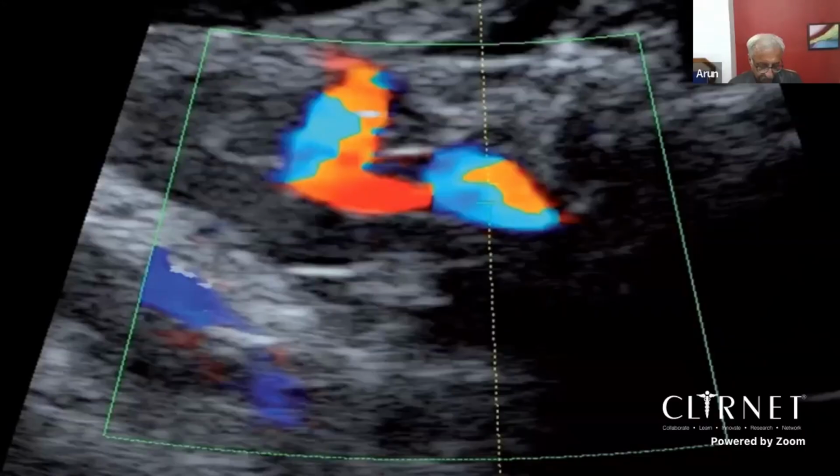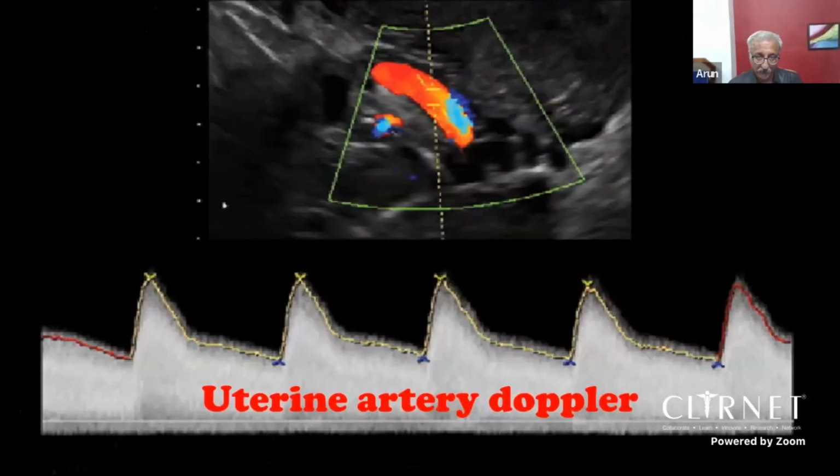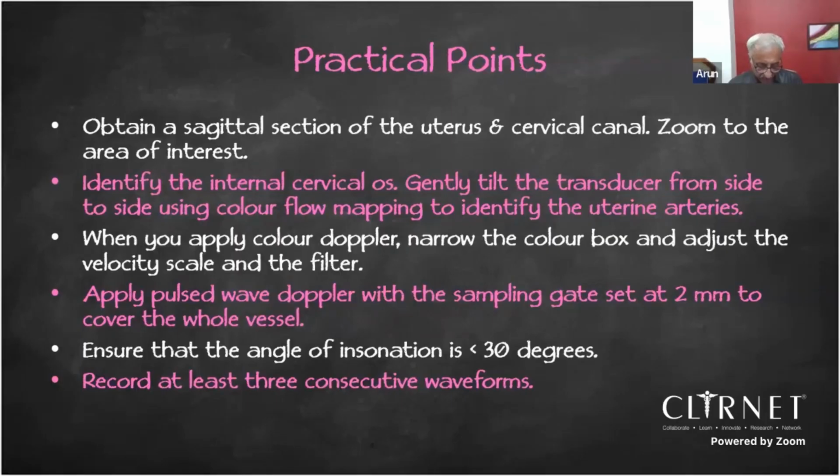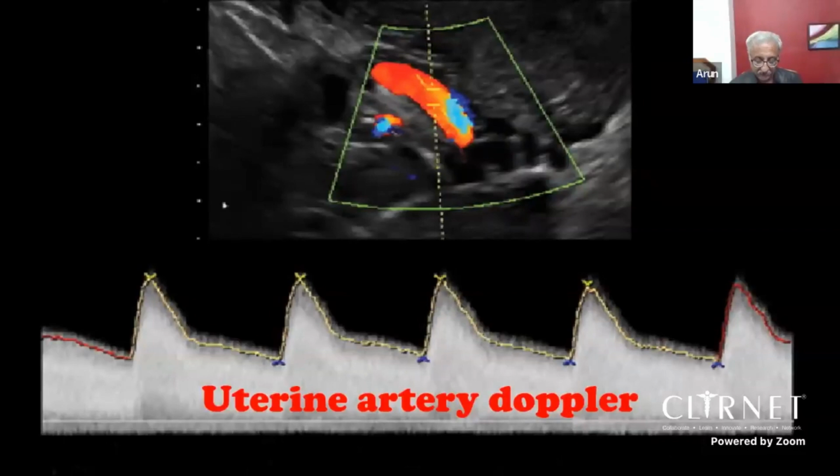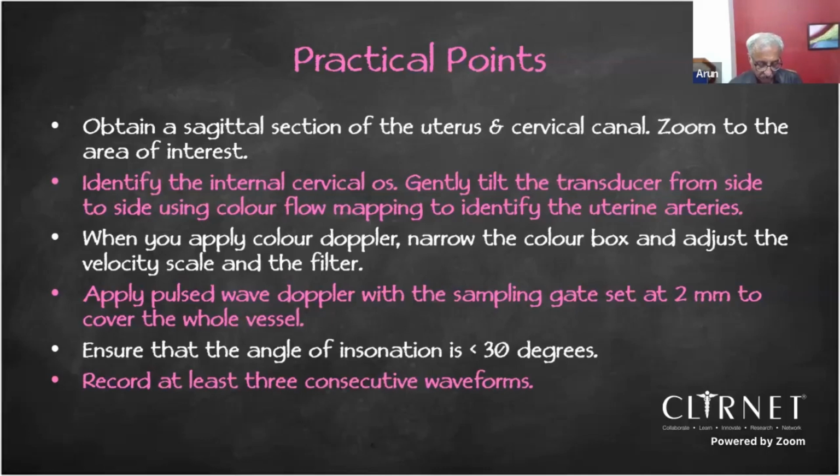Now how do we do it? This is a uterine artery. This is uterine artery Doppler. We obtain a sagittal section of the uterus and cervix at the cervical level, and then we turn our probe so that the vessel comes, and the gate has to be smaller. The angle of insonation should be less than 30 degrees. As close to 0 is better, but it should always be less than 30. And the sampling gate should be 2 millimeter to cover the whole vessel.